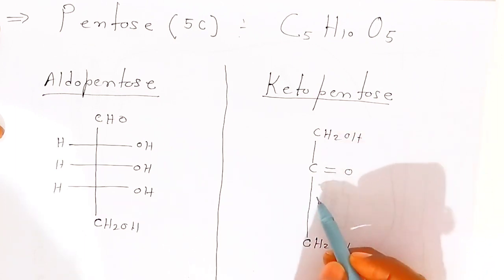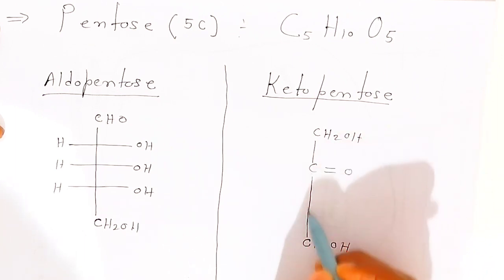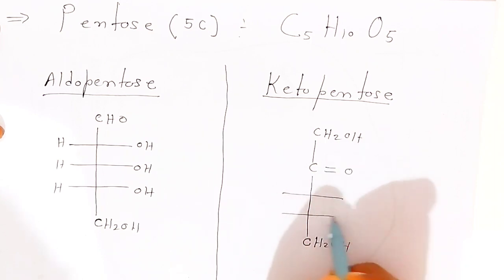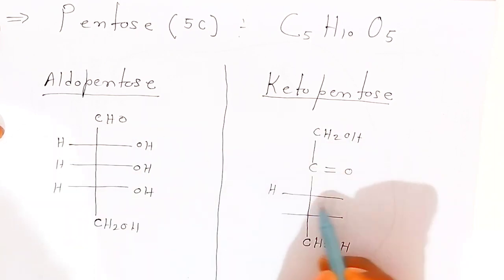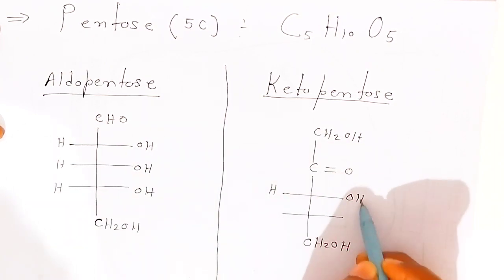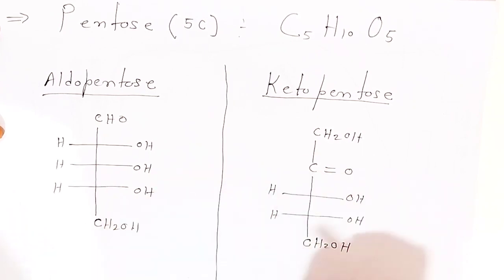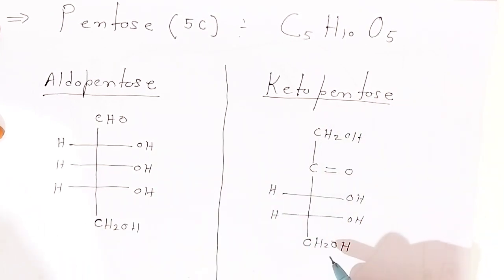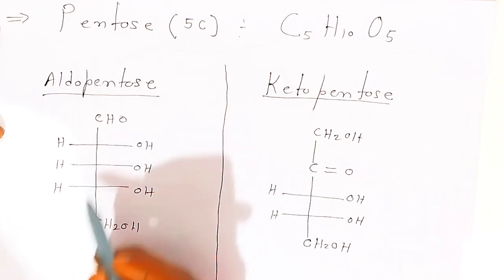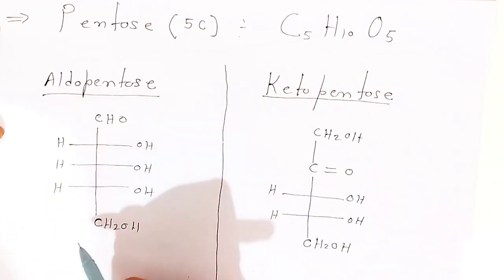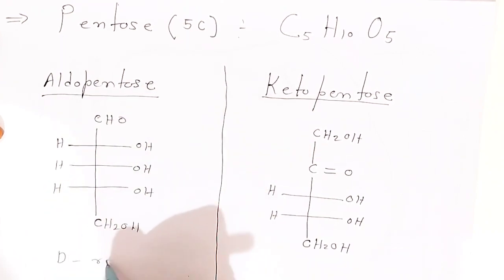2 more carbons you are going to introduce in this structure, students. So this way you have to introduce. And now fill this valency by hydrogen and hydroxyl group like this, students. So this is the structure of ketopentose. Okay, students. Now the common name of this aldopentose, students, it is a very famous compound, we call it D-ribose.